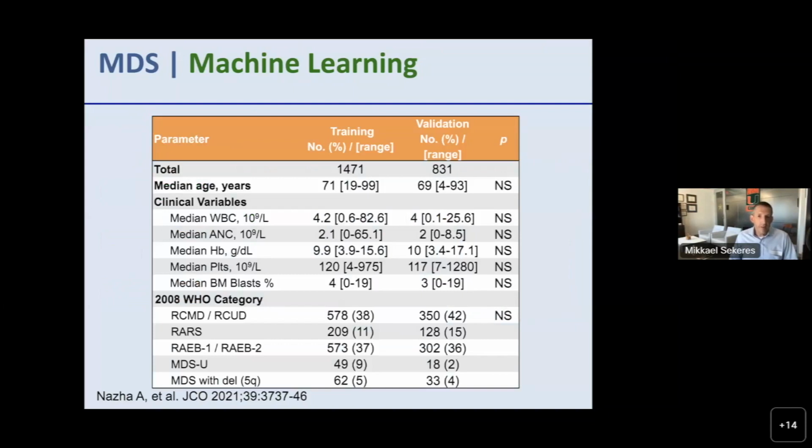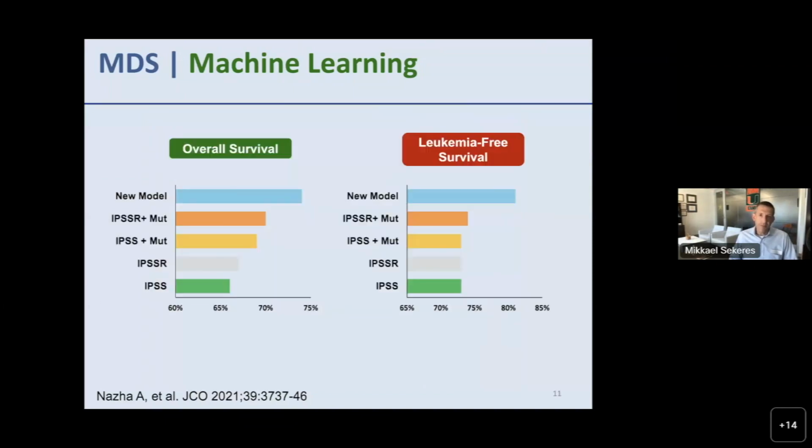Almost 1,500 patients were in our training cohort, and over 800 were in the validation cohort, and these patients looked as if they were fairly typical of those with MDS, with a median age of about 70 years old and a variety of cytopenias and blast percentages. Using this system, we reached an accuracy that was much higher than we saw with the IPSS or revised IPSS, even when mutations were incorporated into those systems.